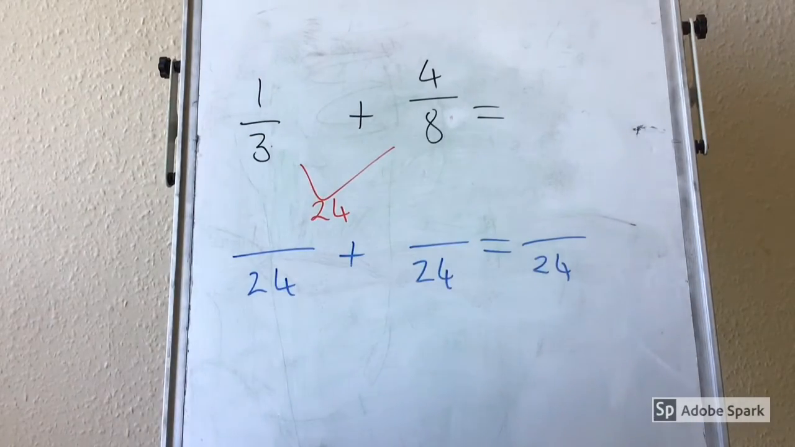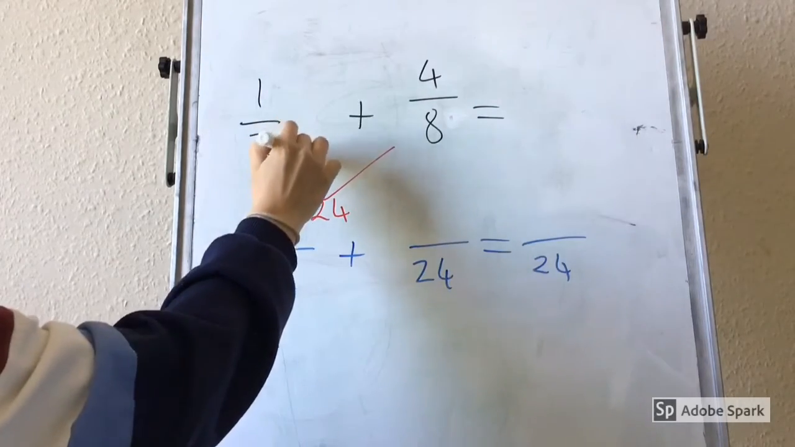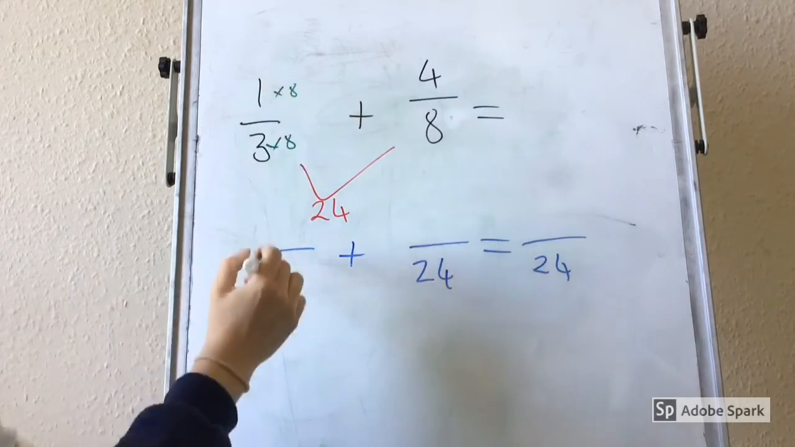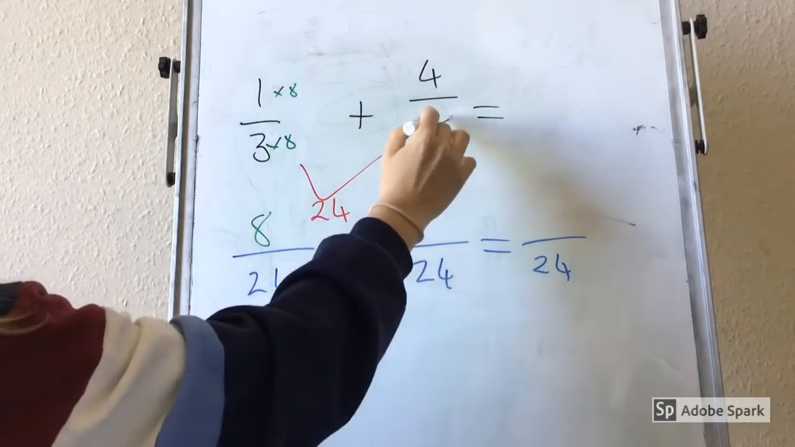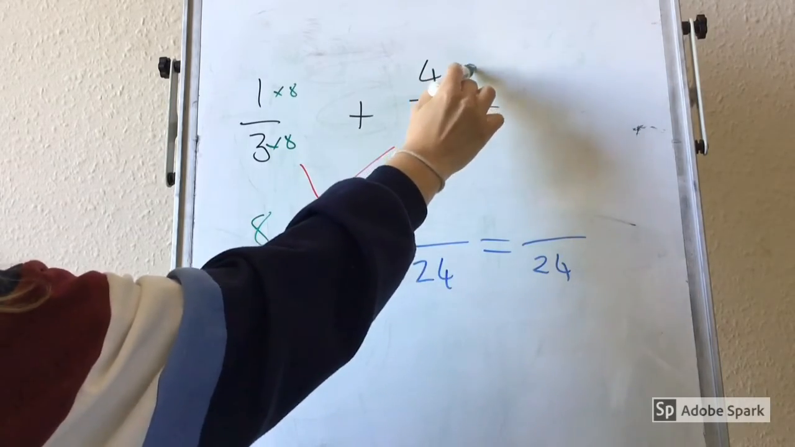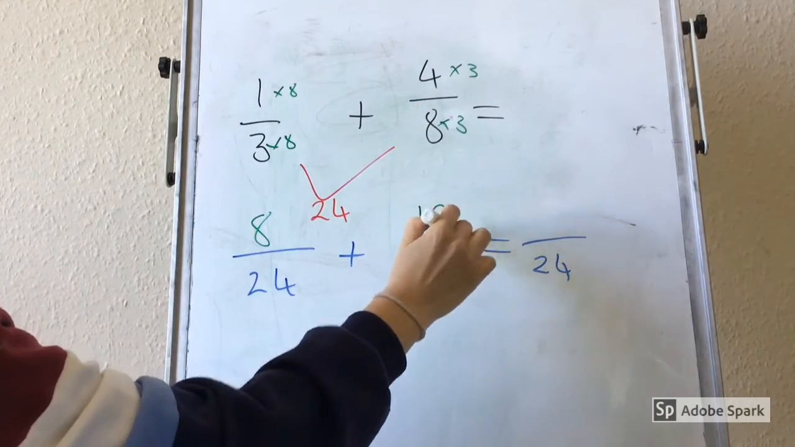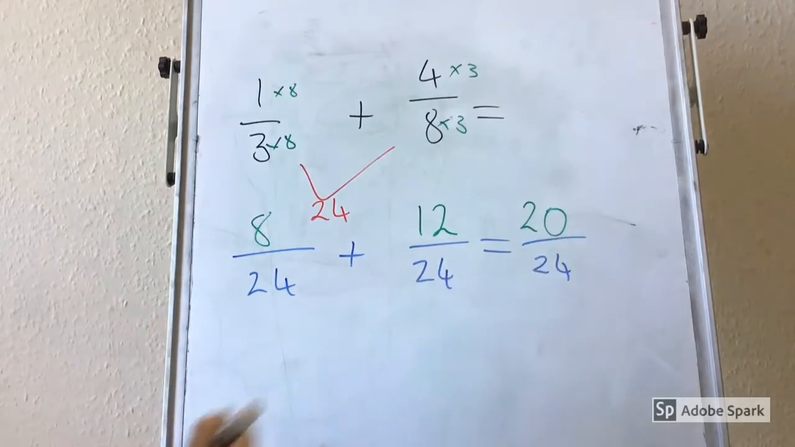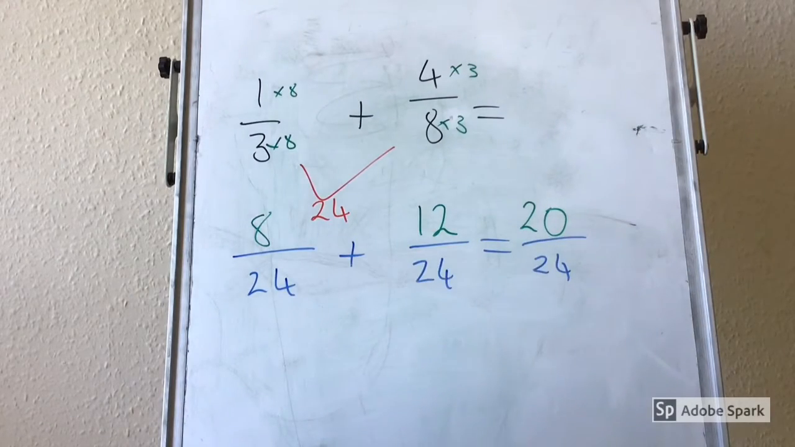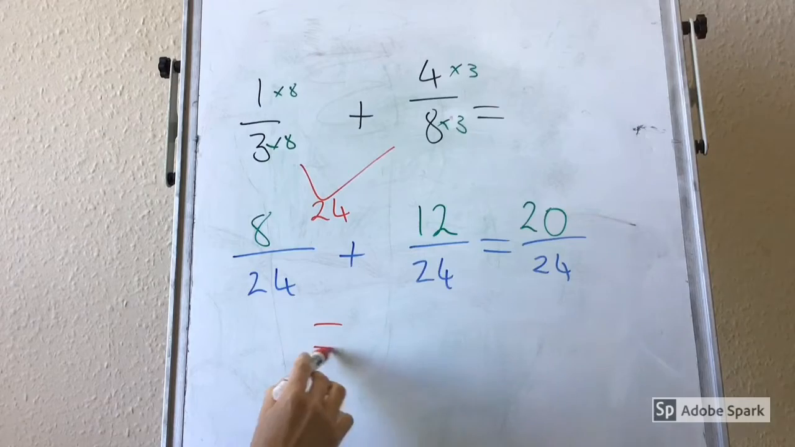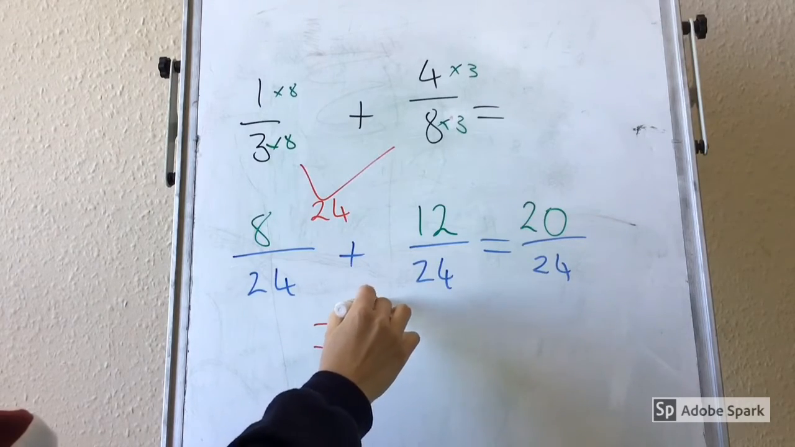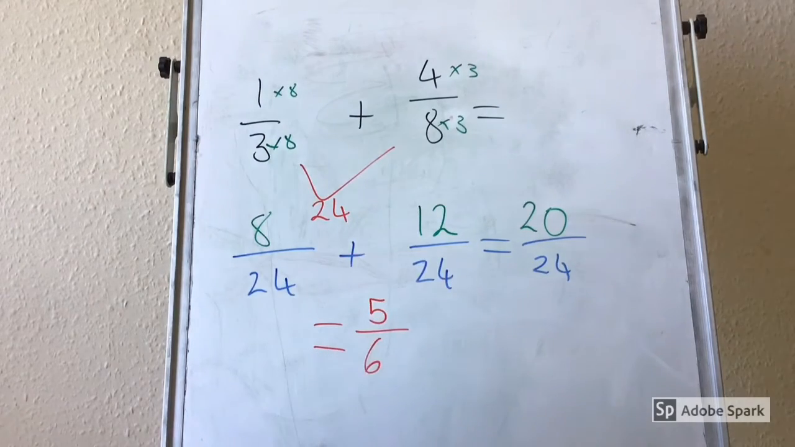So to get from 3 to 24 you need to multiply by 8, so you need to do the same thing to your numerator, and 1 times 8 is 8. To get from 8 to 24 you need to multiply by 3, so 4 times 3 is 12. 8 plus 12 is 20, so well done if you got 20 over 24. And well done if you managed to simplify to 10 twelfths, or even better to 5 sixths.